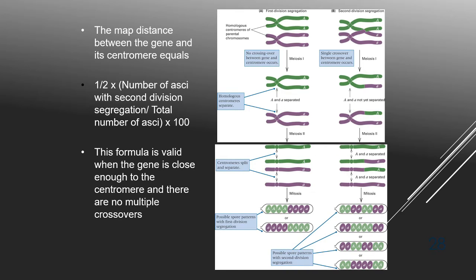The map distance between a gene and its centromere equals one half times the number of asci with second division segregation, over the number of asci, times 100. So that's the map distance. The formula is valid when the gene is close enough to the centromere and there are no multiple crossovers.